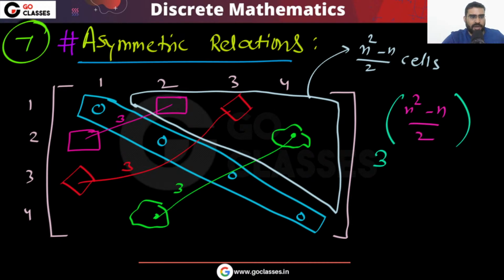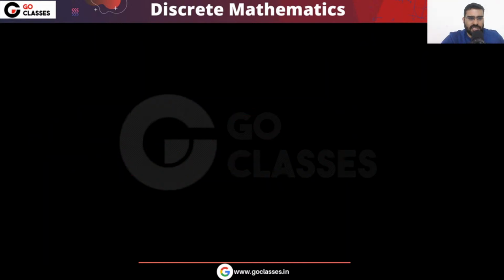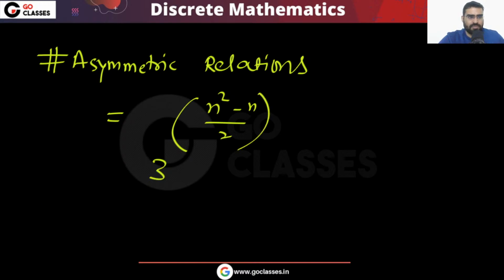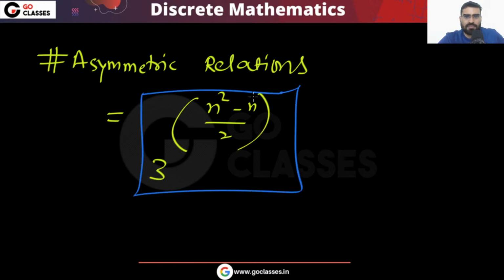So it will be 3 power (n square minus n)/2. This will be your answer. Did you understand this? The number of asymmetric relations will be 3 power (n square minus n)/2. This will be your answer. Okay. Is this understood? Please tell me.